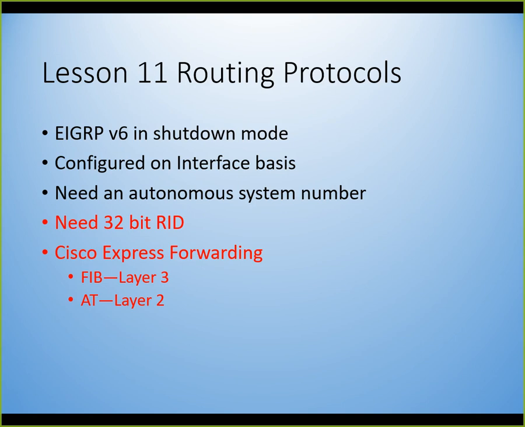It has two tables in it. The FIB, the forwarding information base, which is the layer 3 addresses, and the AT, the adjacency table, which is a layer 2, is going to have layer 2 addresses in it. So we have two tables, the forwarding information base and the adjacency table, which is just a quicker way to get it. We don't have to go through all of the ARP processing in order to get from there to here.